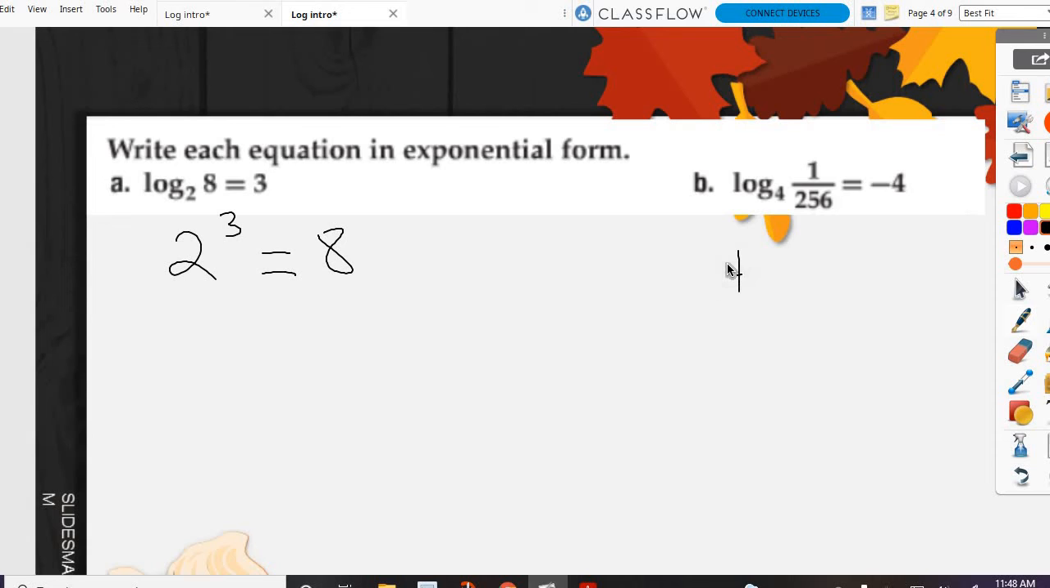Alright, so on this next one, what is our base? 4. What is our exponent? -4. Equals 1/256. Why do we end up with a fraction? Because it's a negative exponent. Remember from yesterday that negative exponents are going to give us fractions. And 4 to the 4th is 256, which is why we end up with 1/256.